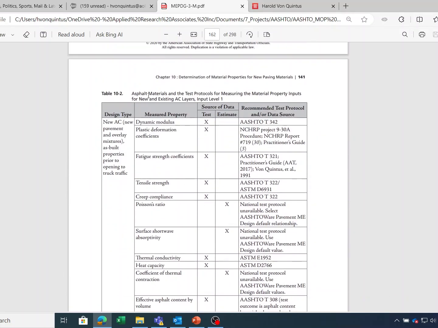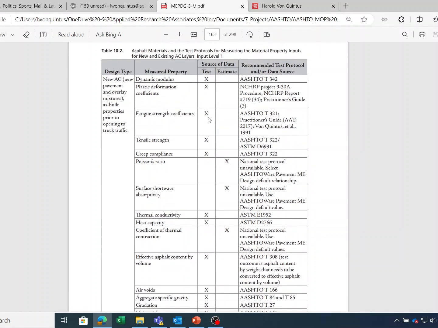Table 10.2 lists the asphalt materials and the test protocols for measuring the material property inputs for new and existing asphalt layers in accordance with input level 1. So the different measured properties like dynamic modulus, the plastic deformation coefficients, the sources of data, whether it's a test procedure or whether it's a default or estimated value, and then the recommended test protocol and or data source.